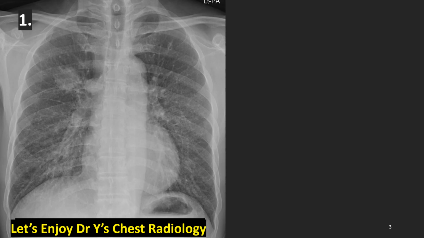First case, the old man. What do we see on his right upper lobe? A 4 cm mass, slightly thickened minor fissure, and obliteration or bulging of right paratracheal stripe and 4R lymph node enlargement.